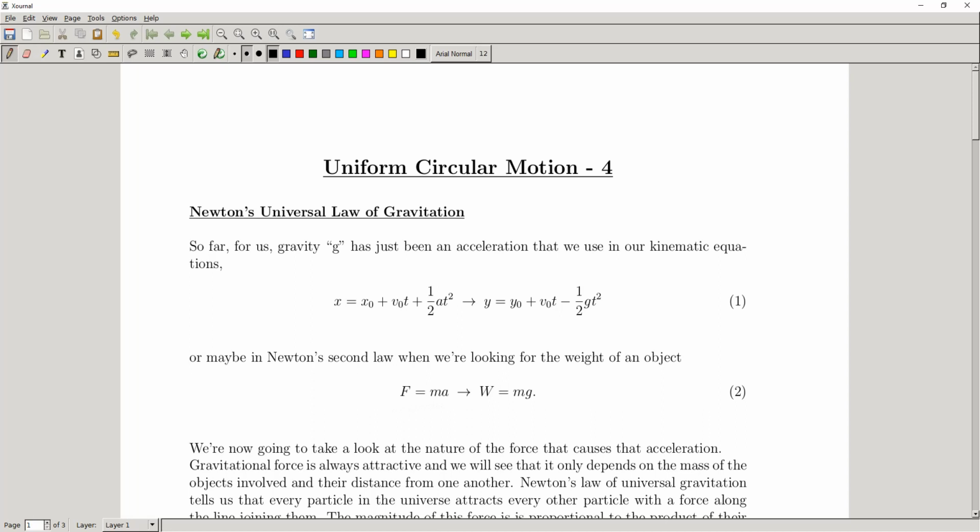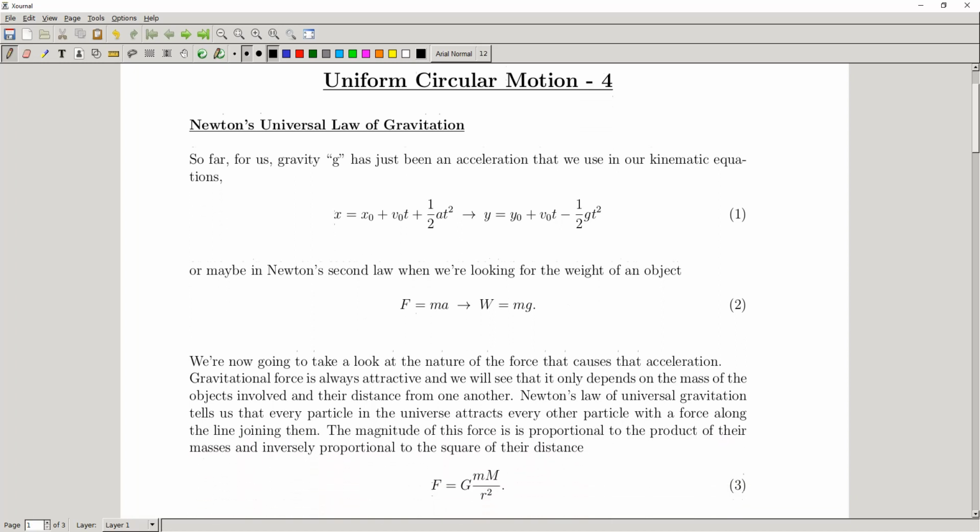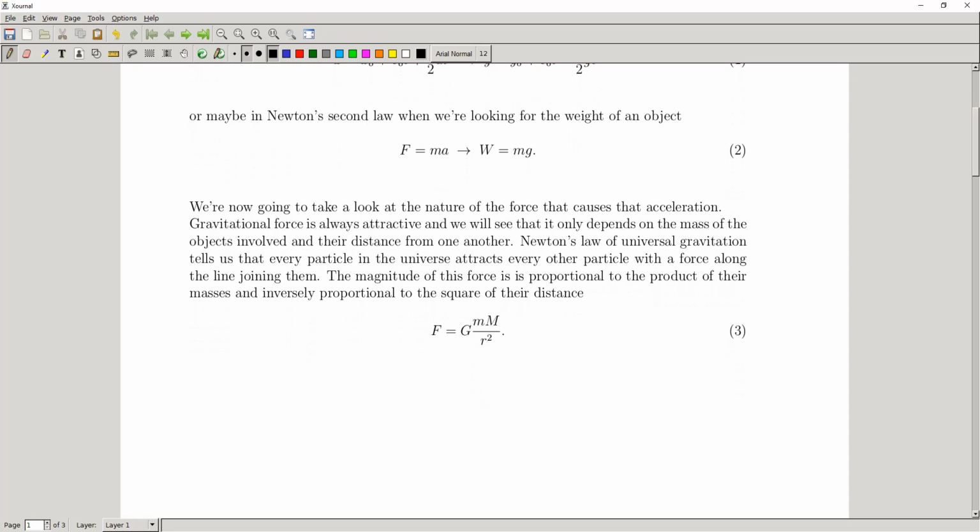we simply insert gravity in when we want to calculate the weight of an object, right? So Newton's second law tells us force is equal to mass times acceleration, and so weight is just equal to mass times gravity, or gravitational acceleration, right? And so we're now going to take a little bit of a deeper look into the nature of the force that causes this gravitational acceleration.